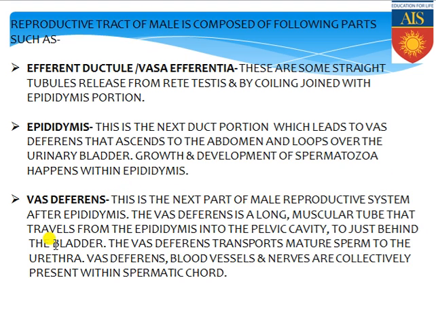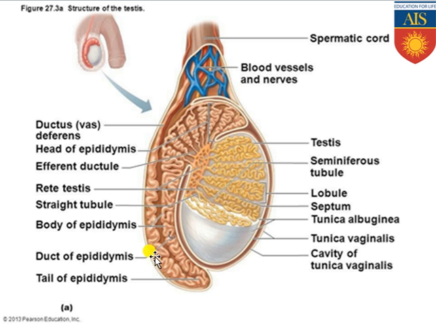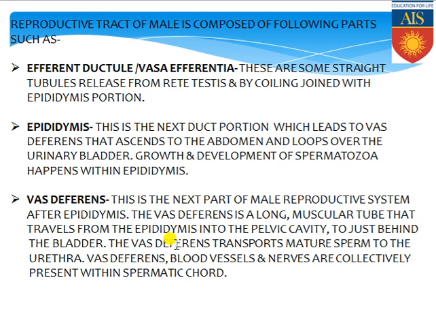Okay. Next, the epididymis is connected with the next coiled duct portion, and this portion is commonly known as vas deferens, or vasa deferentia also. This is the next part of the male reproductive system after the epididymis. The vas deferens is a long muscular tube that travels from the epididymis into the pelvic cavity. The pelvic cavity is the portion present in our lower abdomen, the pelvic region where the pelvic girdle is present, just behind the bladder. The vas deferens transports mature sperm to the urethra.